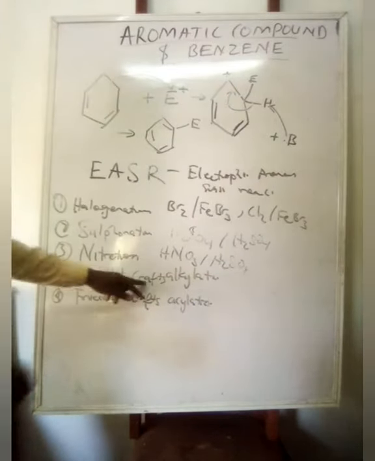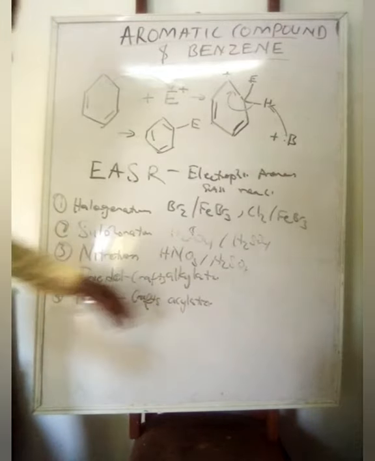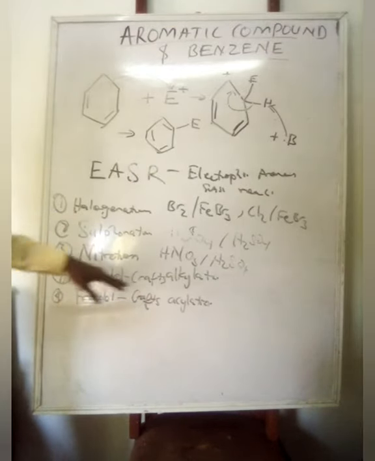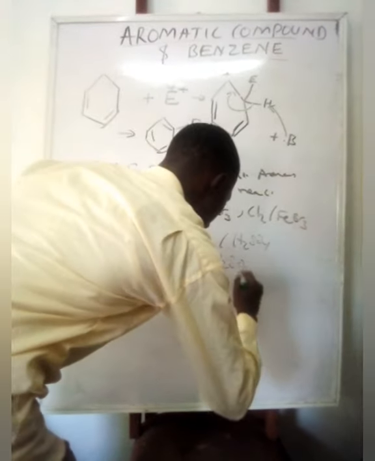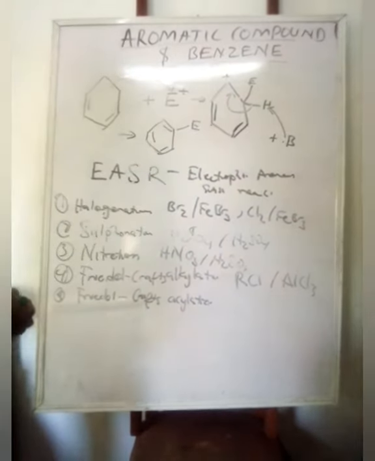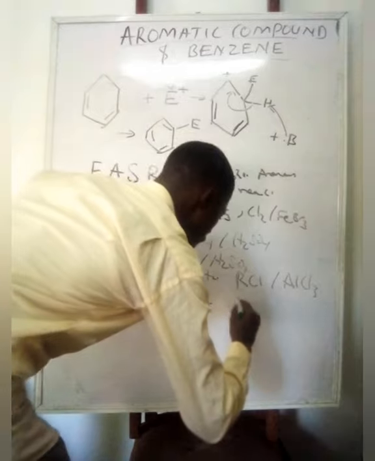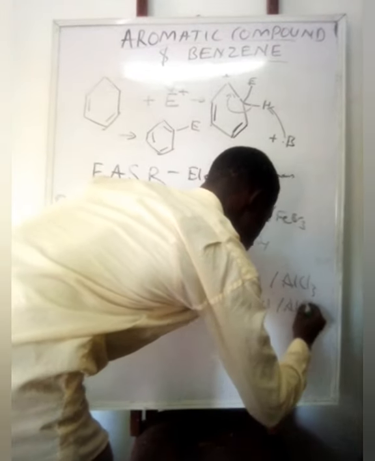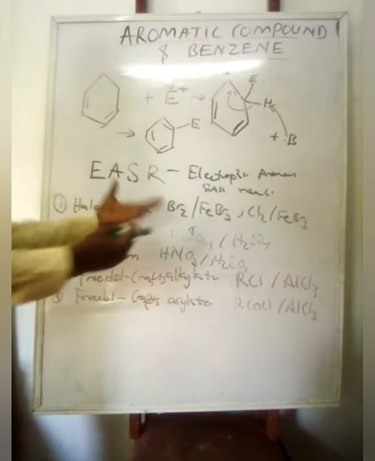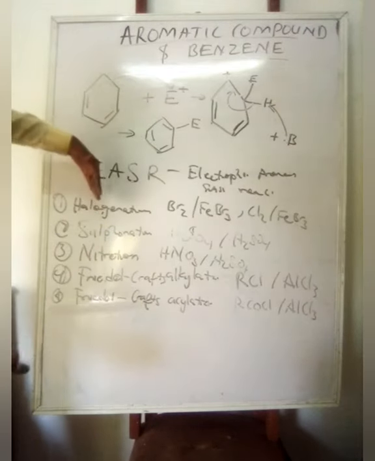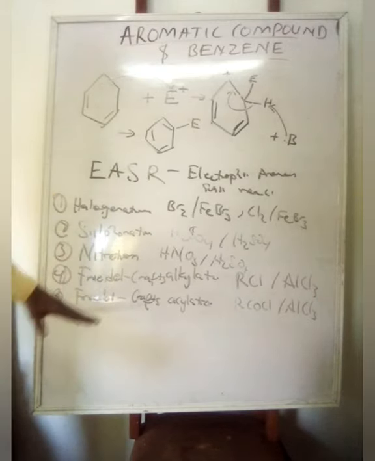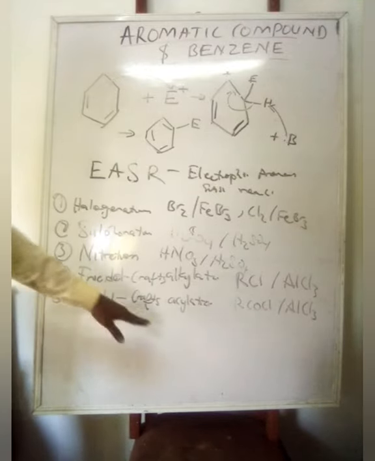And for Friedel-Crafts alkylation, this reaction was derived by Charles Friedel and James Crafts. We use RCl and a Lewis acid catalyst. And for Friedel-Crafts acylation, RCOCl and a Lewis acid catalyst. So these catalysts and electrophiles are going to add to the benzene to undergo these reactions: halogenation, sulfonation, nitration, Friedel-Crafts acylation and Friedel-Crafts alkylation.